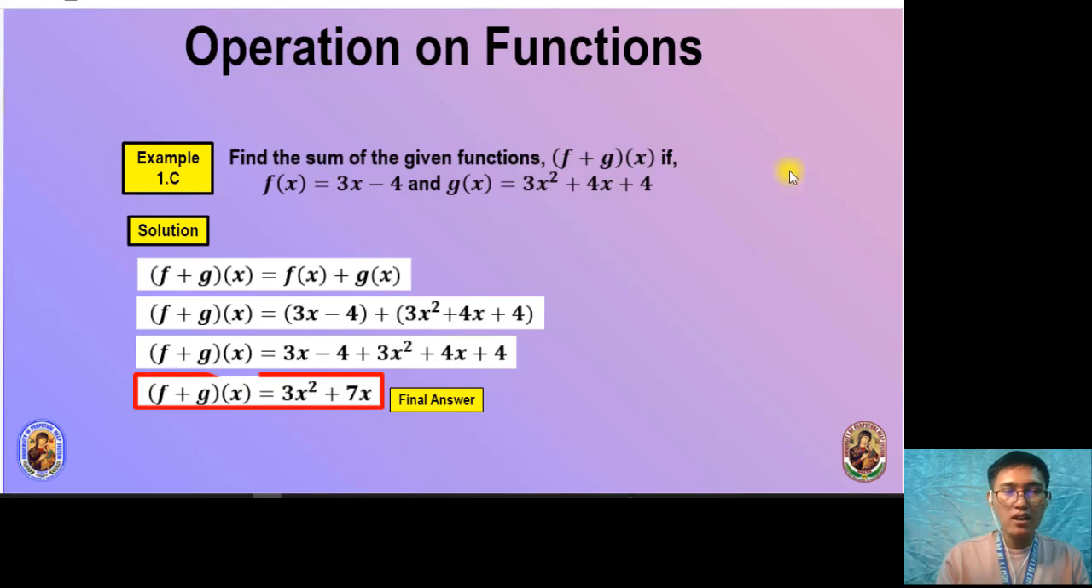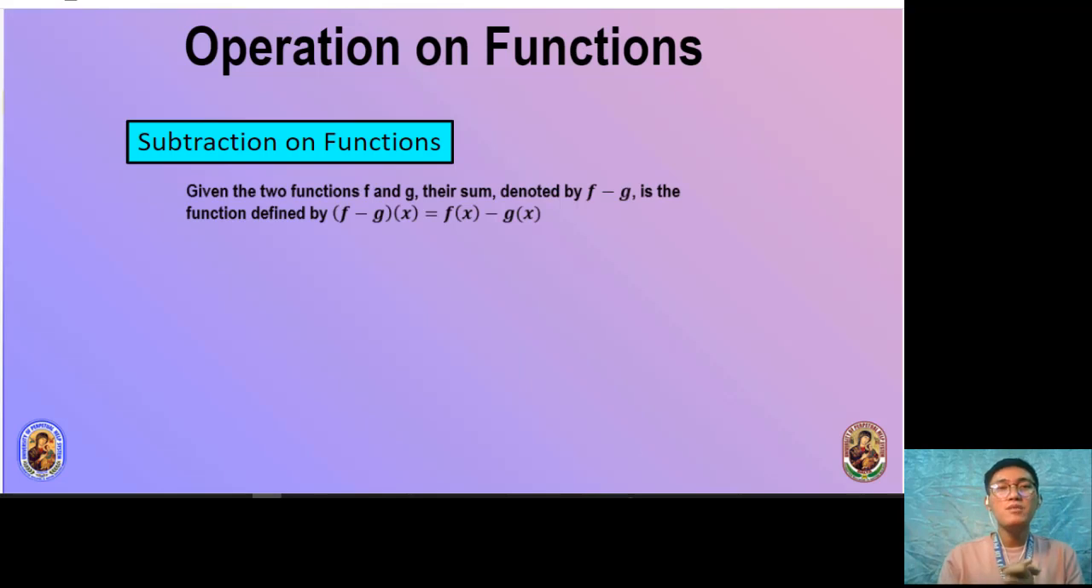3x squared. And what we'll add here is the only like terms, which are positive 3x and positive 4x. That will be 7x. Then negative 4 plus 4, it is just like 4 minus 4. That will be 0. And so our final answer is f plus g of x equals 3x squared plus 7x. Okay, so this time let's proceed to subtraction of functions.